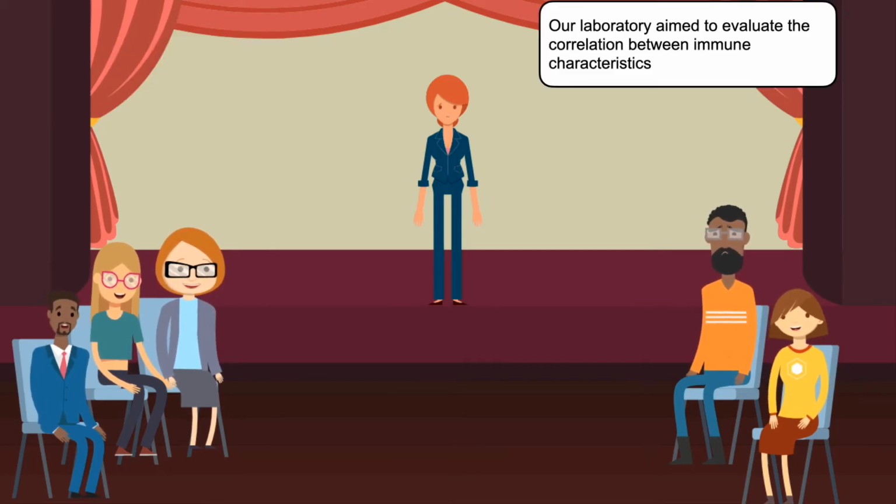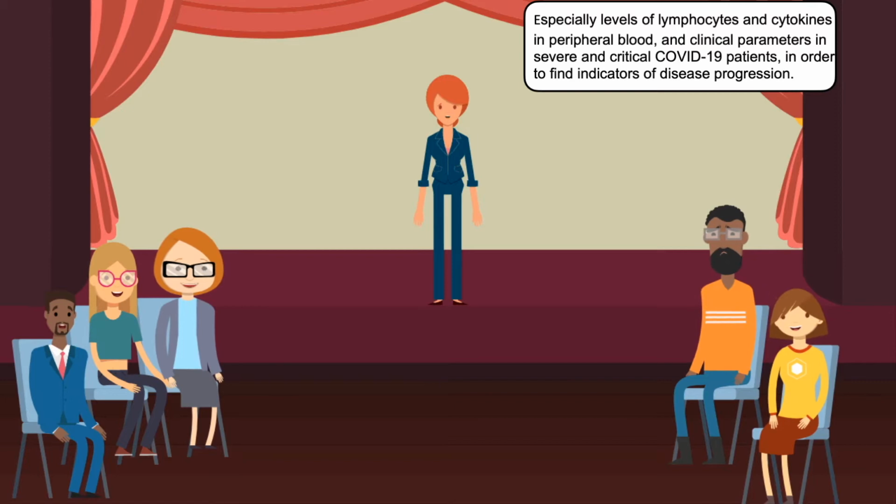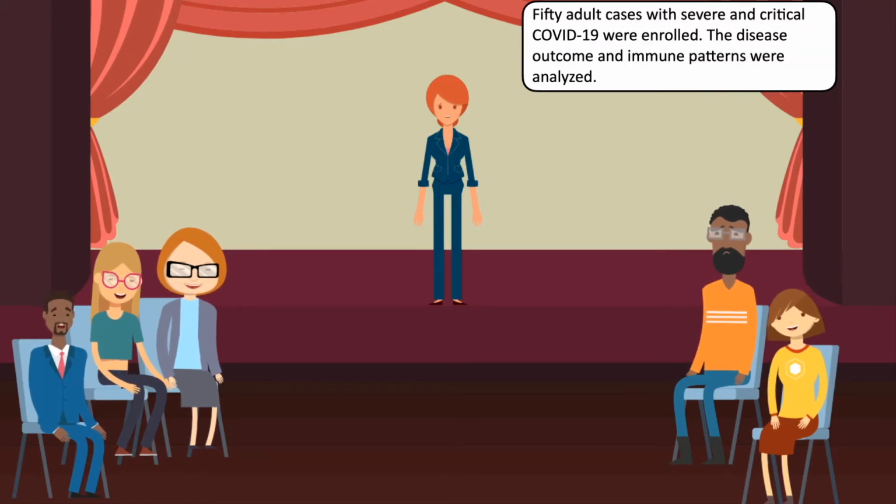Our laboratory aimed to evaluate the correlation between immune characteristics, especially levels of lymphocytes and cytokines in peripheral blood, and clinical parameters in severe and critical COVID-19 patients, in order to find indicators of disease progression. 50 adult cases with severe and critical COVID-19 were enrolled. The disease outcome and immune patterns were analyzed.